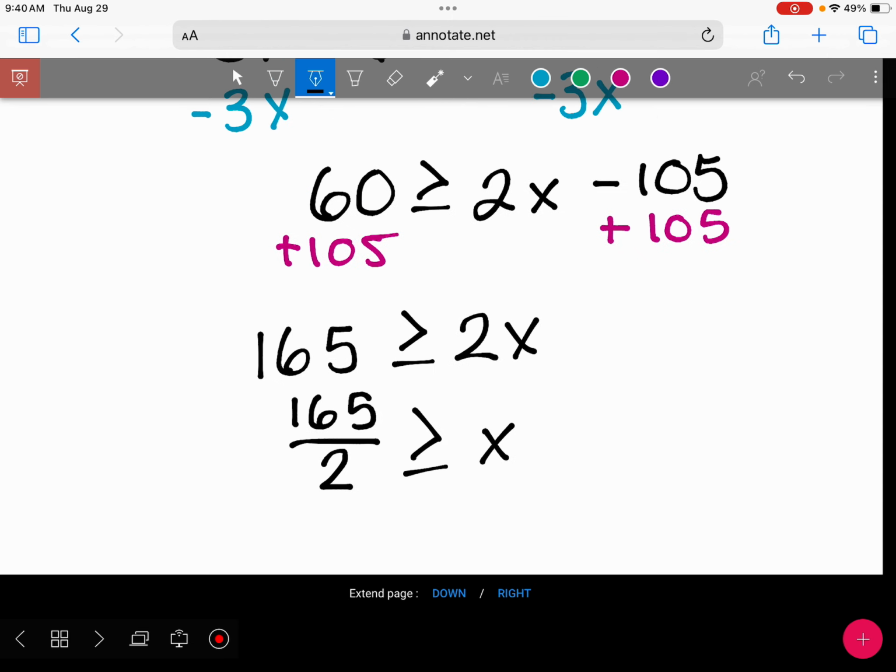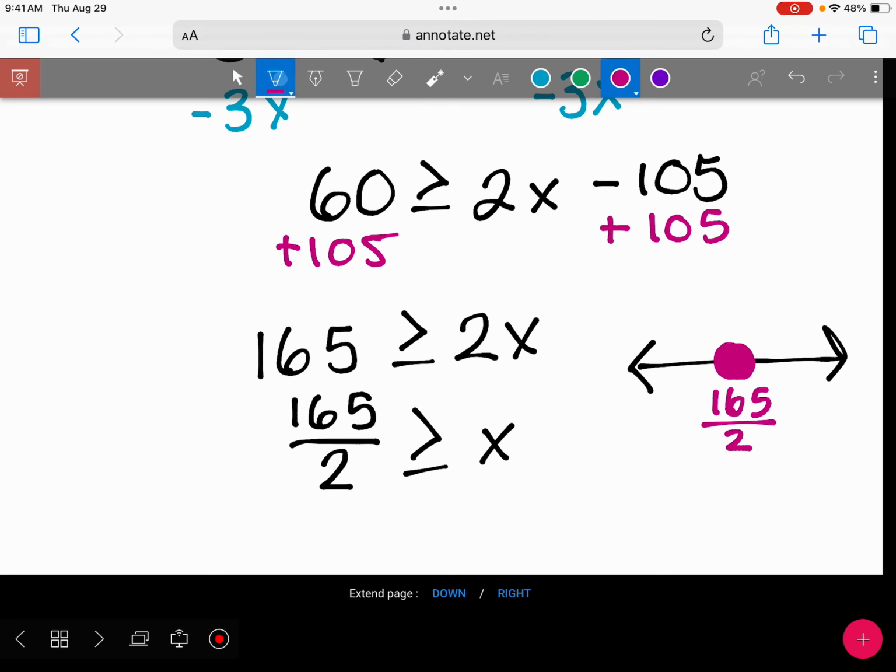So we need to write this in our interval notation, and it does sometimes help to sketch your number line. We don't have to simplify the fraction. It doesn't particularly matter what that number is. I can just call it 165 over 2. Is my dot going to be filled in or open? Filled in. Are we going to go to the left or to the right? Because x is smaller, which one's smaller? X is smaller.